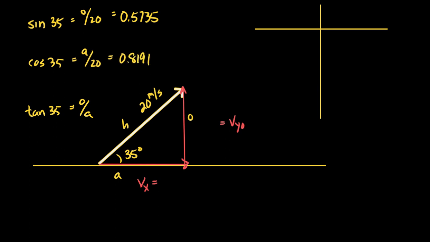0.8191. Now, once we're here, it's just going to be opposite equals 20 times 0.5735, which I think is 11.5. And then adjacent, it's going to be 20 times 0.8191, which is like 16 point something. 4? Okay. Now, you have to put that where it goes. So 16.4 is the horizontal, and 11.5 is the vertical.